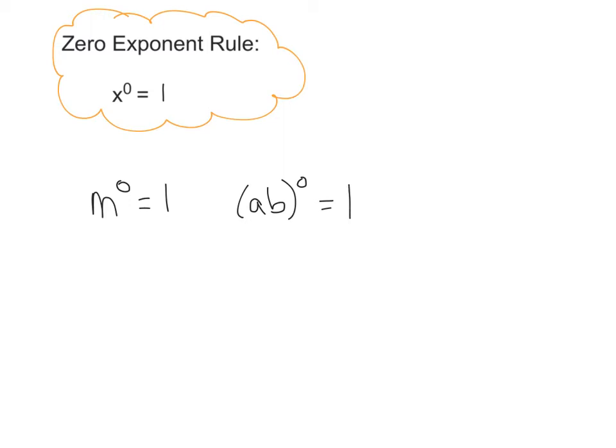The one thing you have to be careful for here is what if I have 4x to the 0 and there's no parentheses? Be careful here, because what this is saying is that x is being raised to the 0 power, but the 4 right here is actually raised to the 1st. It's just not written in there. So this one would actually be 4 times x to the 0, and x to the 0 is 1, so it would be 4 times 1, or just 4.